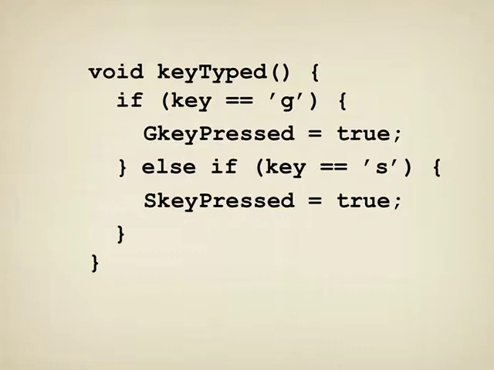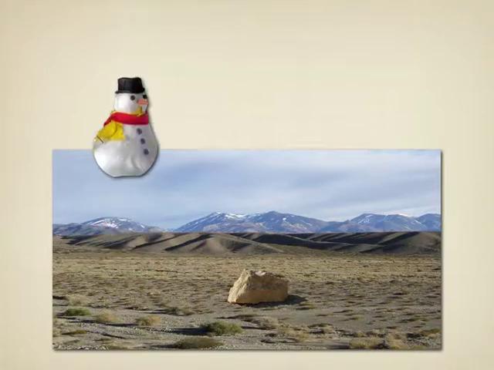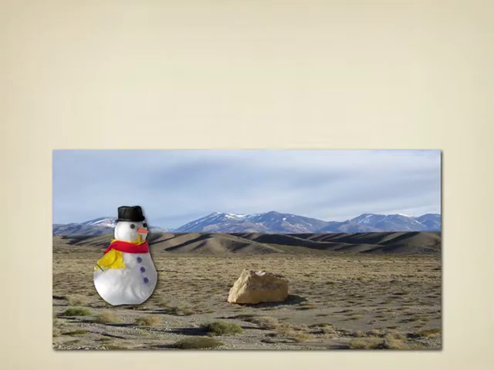Let's actually implement something useful in key typed. I'm going to pretend we have a side scroller game. This is an old school kind of video game where we have a character that's moving from left to right. We have a desert scene, so what is the most reasonable thing to put into a desert? A snowman. So the snowman's job is to get from left to right, and he's got to hop over the rock in between. How do we control the snowman?